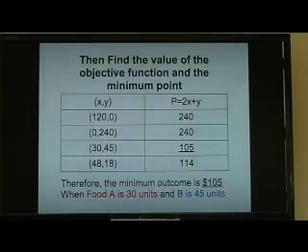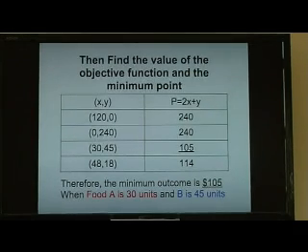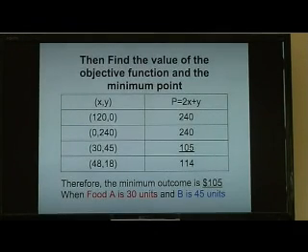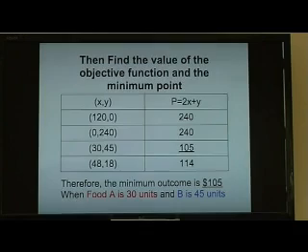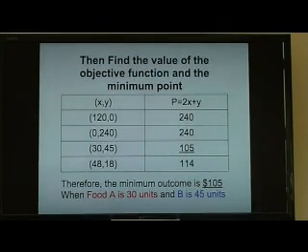Then find the value of the objective function at the minimum points. With this graph, we take the minimization points and put them against the cost function. So we have 120 and 0, which computes out to 240. 0 and 240 computes out to 240. 30 and 45 is only 105, and 48 and 18 is 114. Therefore, the minimum outcome is $105, with food A at 30 units and food B at 45 units.